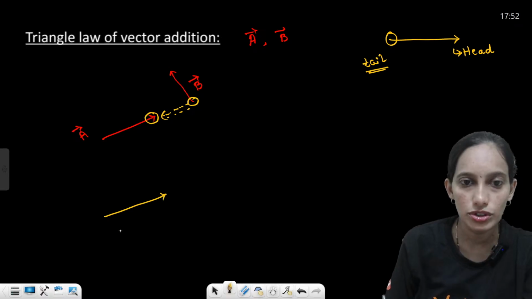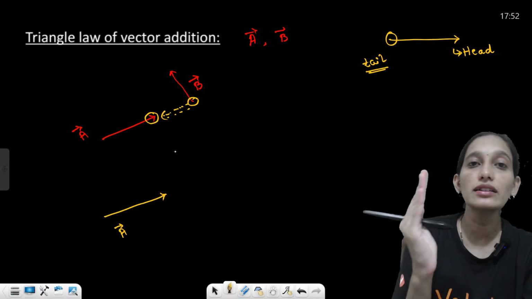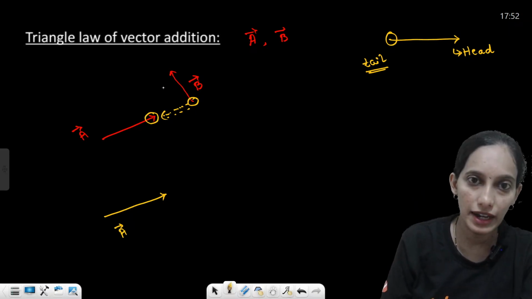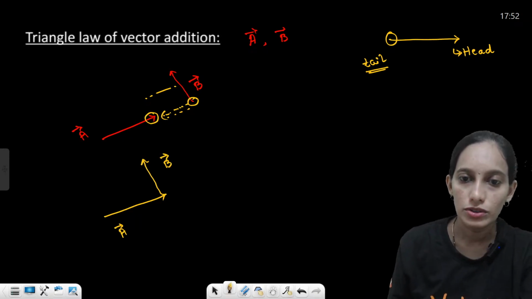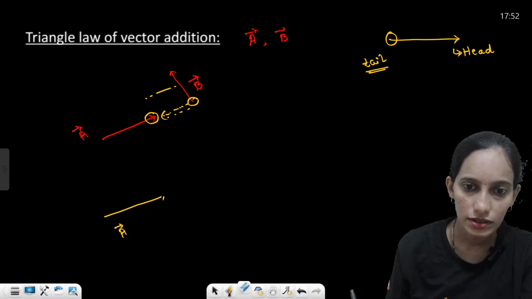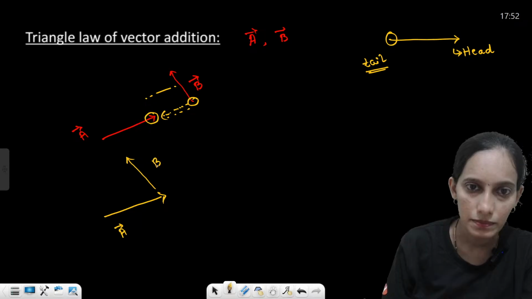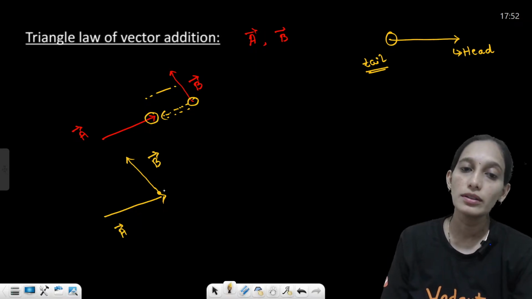So this is my A vector, and you have to shift parallelly. Any vector can be shifted parallelly, that is allowed because they are all free vectors. Just imagine that I have shifted this parallelly, so it comes somewhere like this. I have taken a slight slant. I will just say this is our A vector and this is my B vector, so that the head of A vector is coinciding with the tail of the B vector.